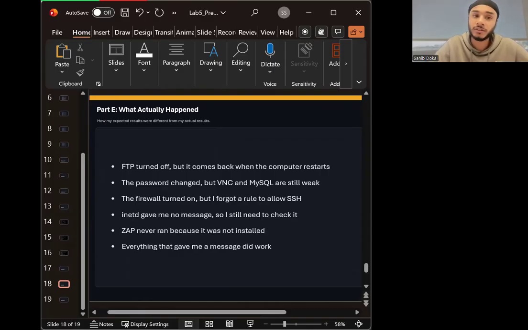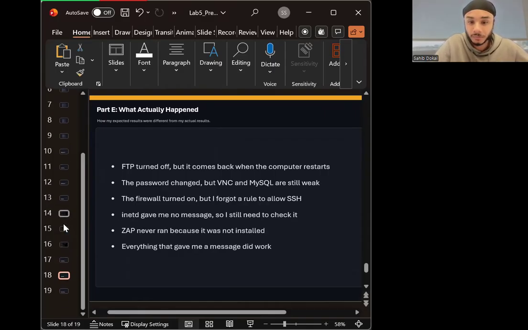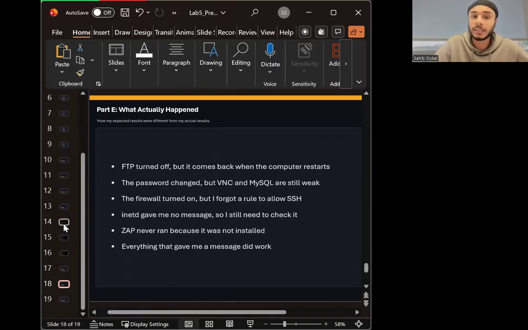Now, the actual results. Overall, the changes worked as expected, although I also learned about some limitations. Some would require a reboot. The firewall will still need an SSH rule, and ZAP could not be tested because it wasn't even installed. Like I said, there were some software issues. Maybe the image wasn't installed properly, and that's what caused ZAP to not be installed properly.